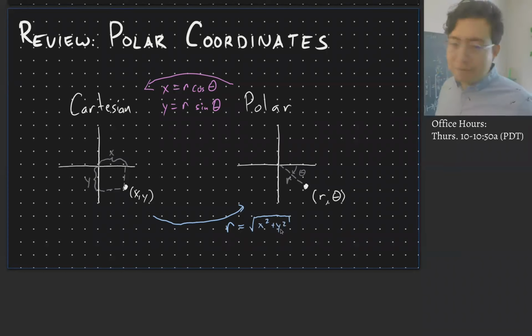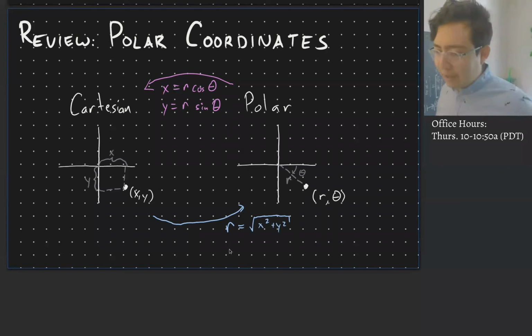So that's not too bad, right? You can remember that by using the Pythagorean theorem. Just draw all three of those values and, oh yeah, it's just a right triangle. Use the Pythagorean theorem. The angle is the harder part to get. And this is the one that's going to depend on the quadrant you're in.